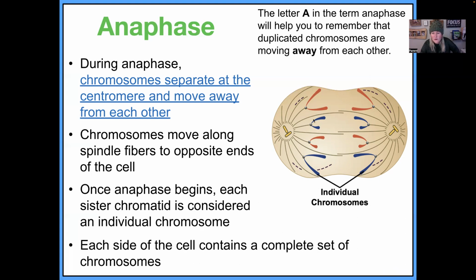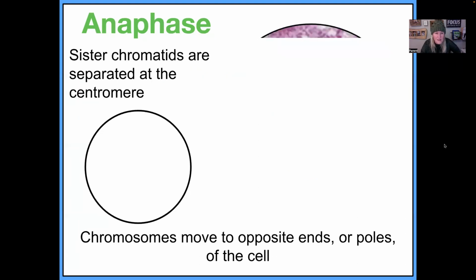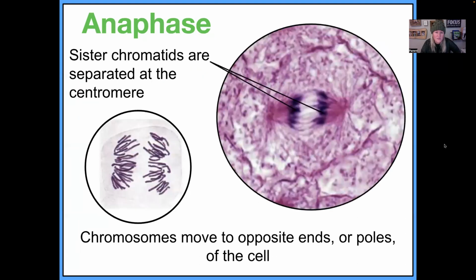So once they're separated into a sister chromatid, this is one set of chromosomes, when it was the attached chromosome, one set of DNA, and an individual chromosome. When they were attached, they were considered duplicates. In anaphase, sister chromatids are separated at the centromere. Chromosomes move to opposite ends or poles of the cell in anaphase.